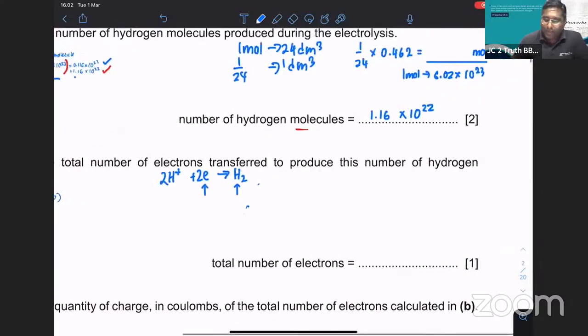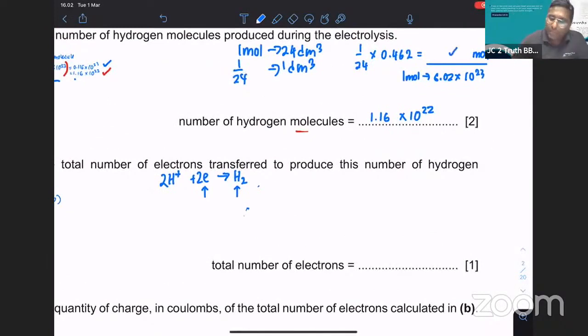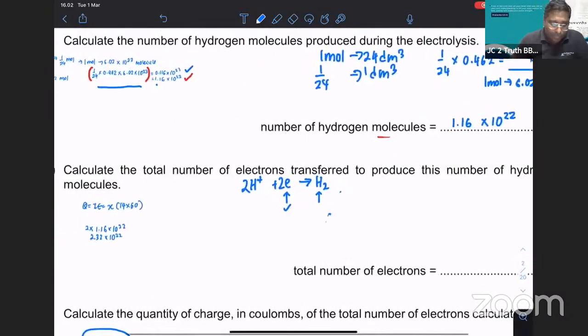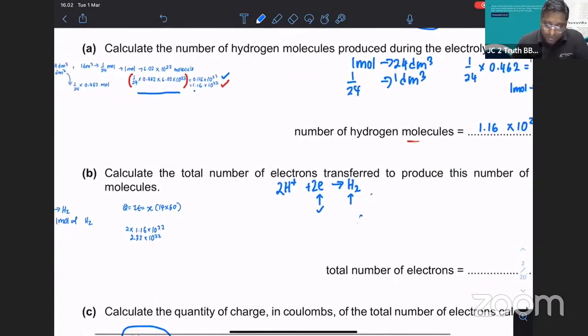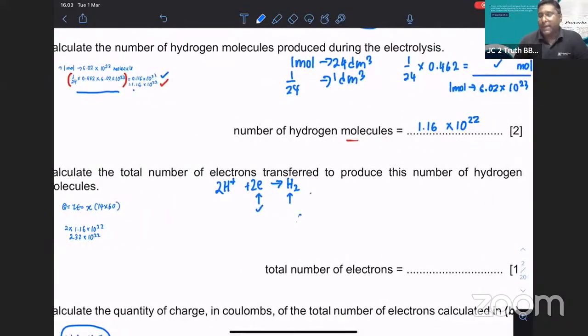So we have calculated just now the number of moles, and the number of moles of electrons here is going to be double. If you have calculated earlier, you can just use that value. But here you can relate directly to the number of molecules, because I have calculated the number of moles and then multiplied by the Avogadro constant, which is 1.16 times 10 to the power of 22.